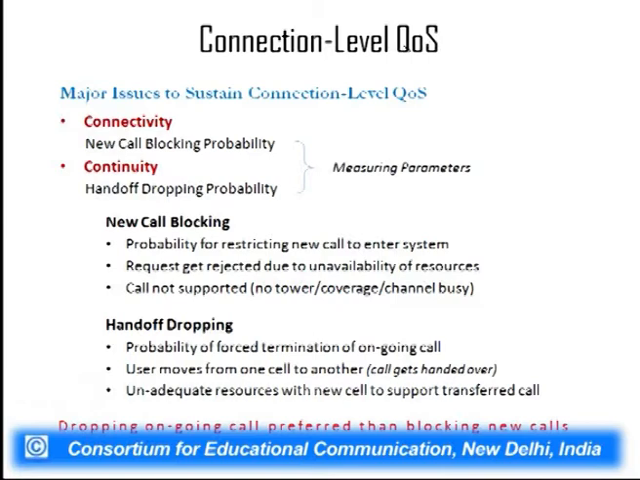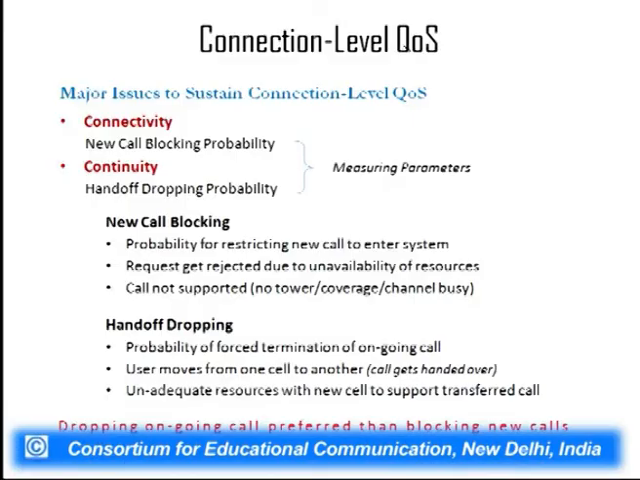Often we have heard on the phones that the channel is busy, try after some time, or there can be no towers at all on our mobile systems, or maybe we are out of the coverage area of the nearby base stations. So our request gets rejected due to unavailability of certain network resources.